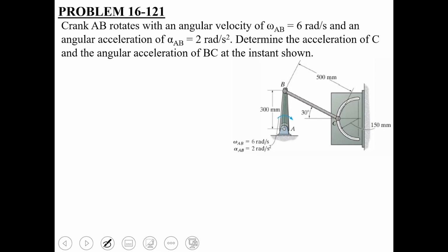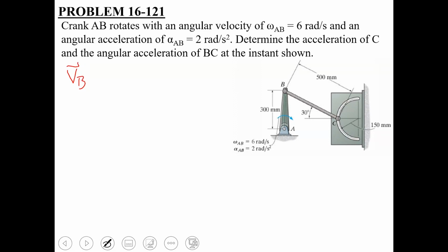Since omegas are not given to you, first of all, your revision will also happen. We need to perform the velocity analysis, and then we are going to determine omega BC from that analysis, and then we are going to use that omega in order to perform the acceleration analysis. So we have to start the velocity analysis. Which link will we start it from? Link AB. We will start from link AB.